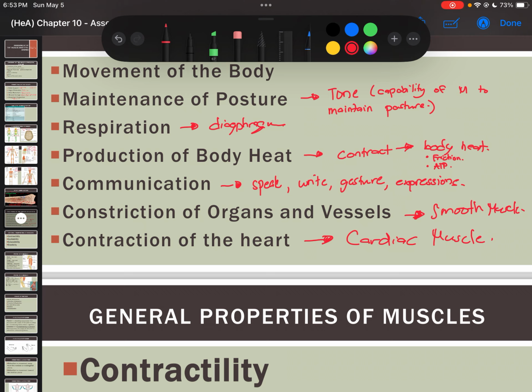Now, back here. Constriction of organs and vessels. Why does an organ need to constrict? An example of this organ, class, is, let's say, our esophagus. In order for the esophagus to move food, it needs to constrict. The constriction of the esophagus is also known as peristalsis. If you remember, peristalsis is how it moves food.